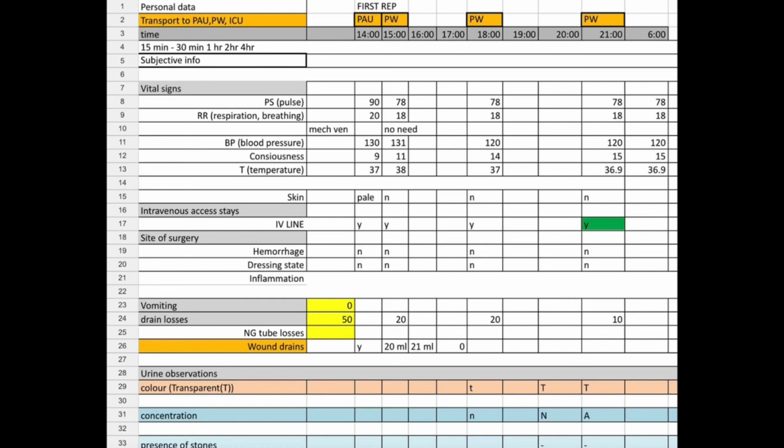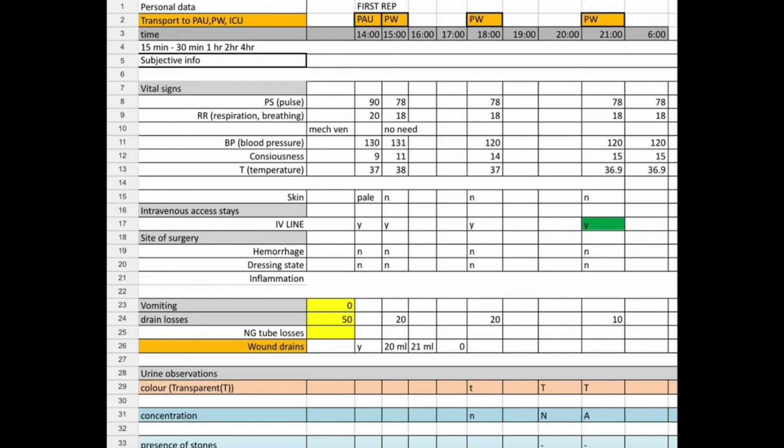For post-operative, the vital signs of the patient seem in normal range. For pulse, it starts with 90 at 2 p.m. and then it decreased to 78 at 3 p.m. and then it stabilized at 78 until 6 in the morning. And then for respiration rate, it starts with 20 at 2 p.m. and then it decreased to 18 at 3 p.m. and then it stabilized with 18 until 6 in the morning. And then for blood pressure, it starts with 130 at 2 p.m. and then at 3 p.m. it increased a bit to 131, but then starting from 6 p.m. it decreased to 120 and it stabilized there until 6 in the morning.